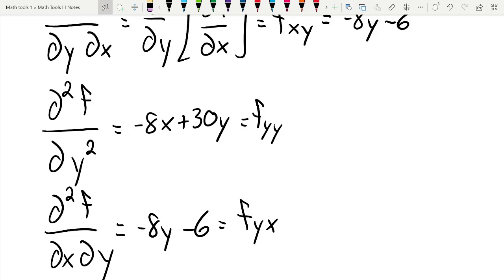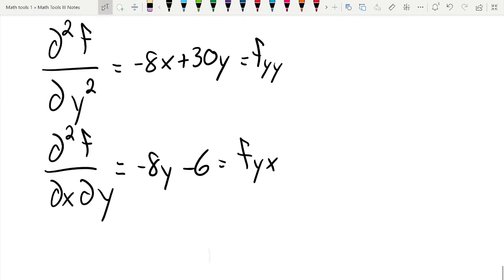So again, we're not going to get the same answer in every case. So in general, you don't want to assume it unless you know that it meets the conditions, which is what will be the focus of the next video.